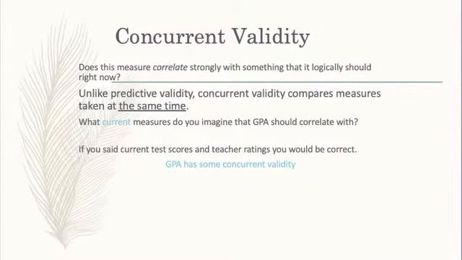And then we have concurrent validity. Does this measure correlate strongly with something that it logically should right now? Unlike predictive validity, concurrent validity compares measures taken at the same time. So what current measures do you imagine that GPA should correlate with? If you said current test scores and teacher ratings, you would be correct. GPA has some concurrent validity.